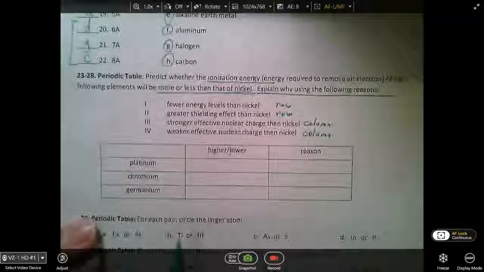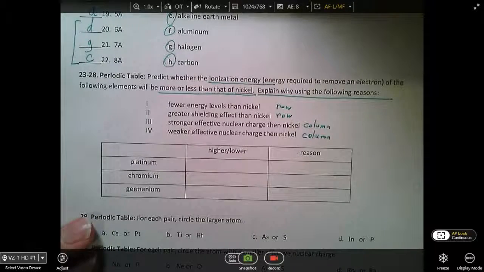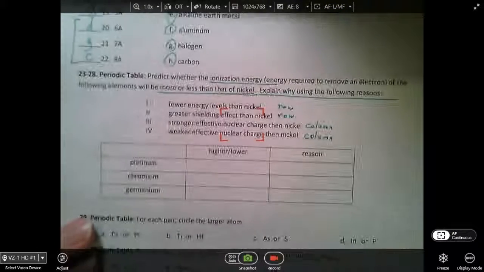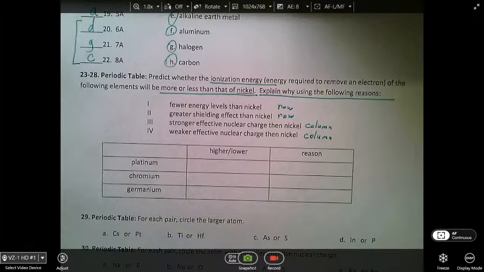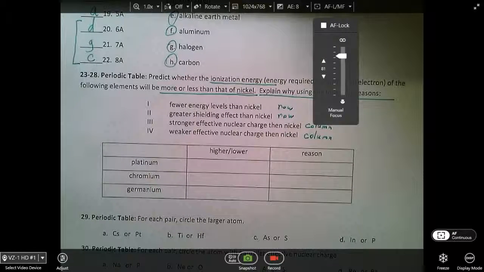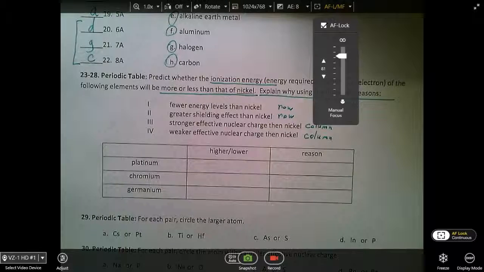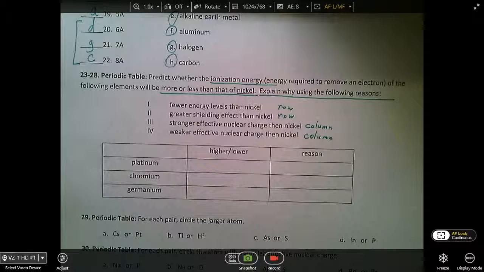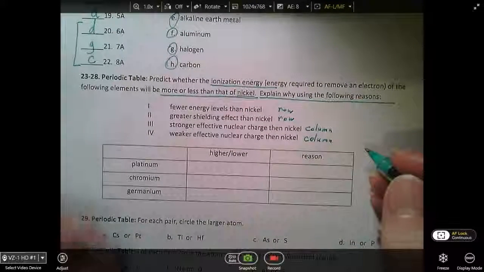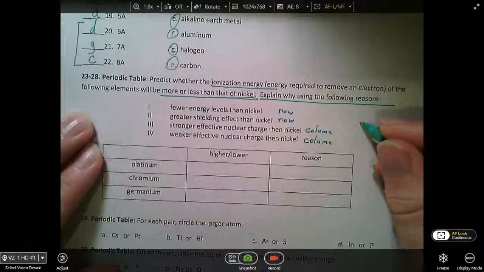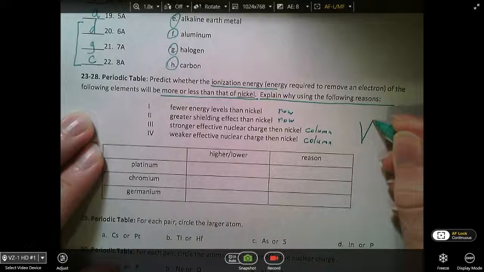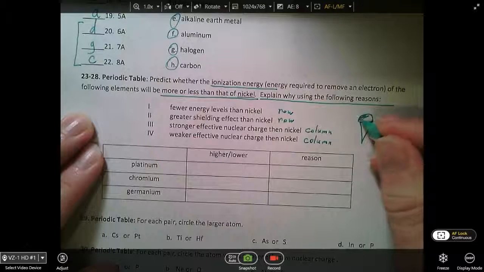So if we go on down, we can look at it. Platinum, the first one. Well, let's see. Platinum is Pt. It's right here. Where is it compared to nickel? Well, it's directly below it. Directly below nickel. You're looking directly below it. Electronegativity and ionization energy are both what we would call a snow cone trend. So that means it's going to decrease as it moves down.